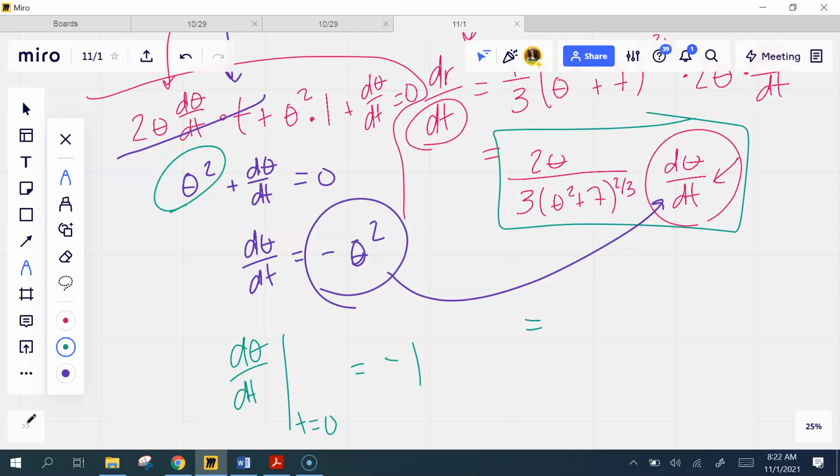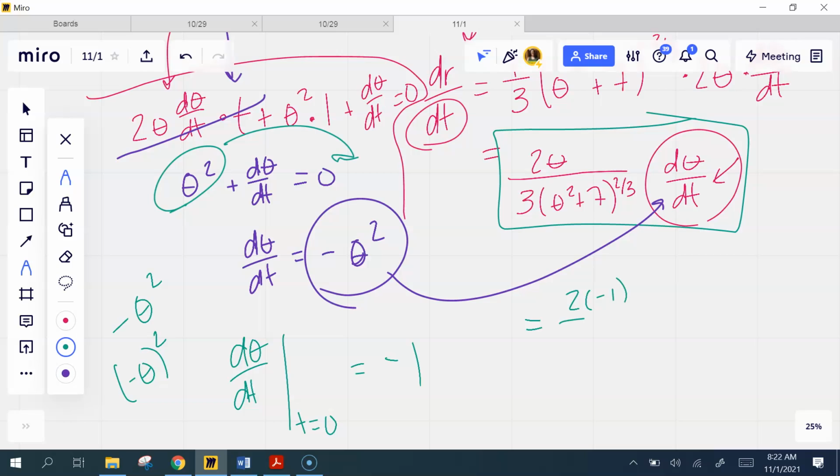If you square it here and then you move it to this side, it's negative 1. This is negative theta squared, not negative theta squared. Oh, okay. All right. I got it. All right, so now you plug in that negative 1.